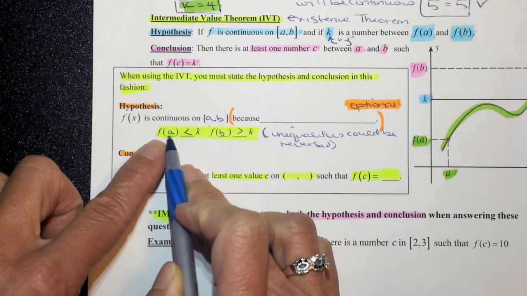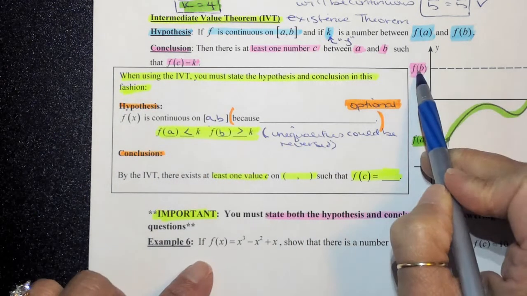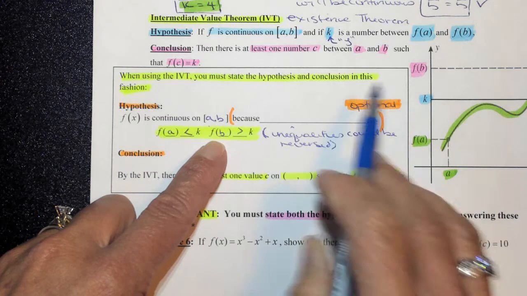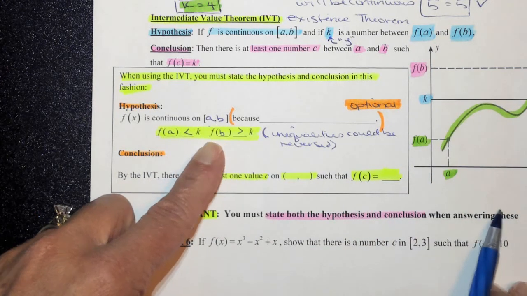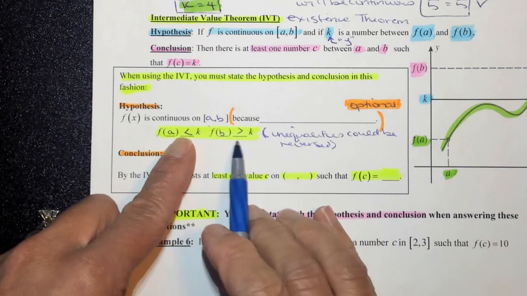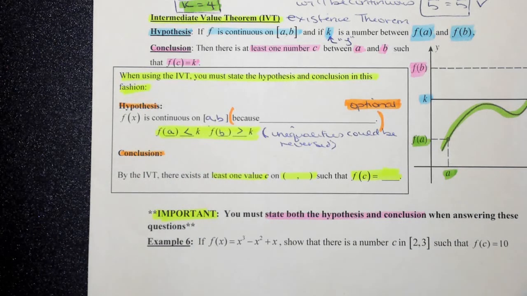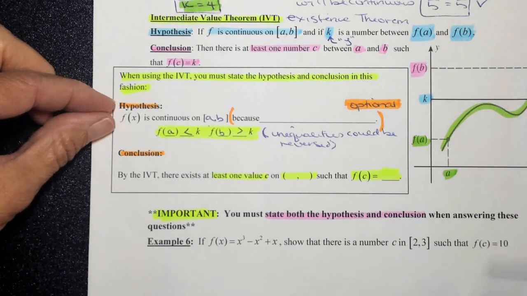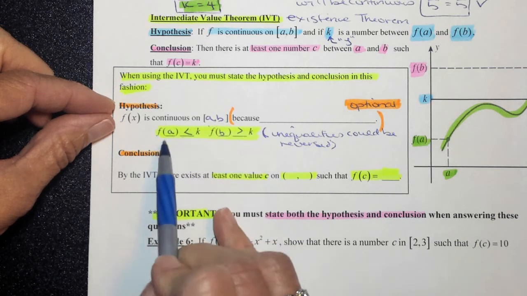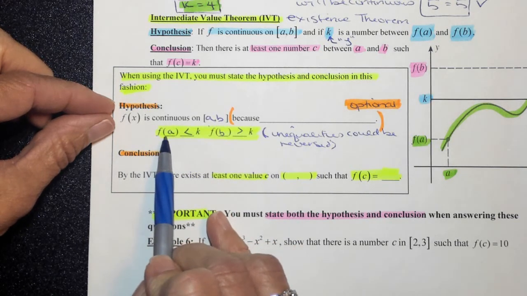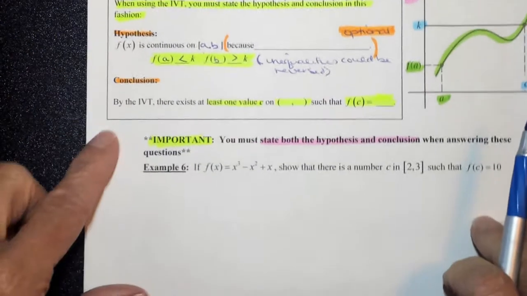Meaning this value could be above, meaning up here, and this value could be below, meaning the function is decreasing. Just as long as they flip over, and I'll show you what I'm talking about when I do a numerical example. So once you've made this statement that the function is continuous, you're going to do the proof with the math, and then you can state the conclusion.